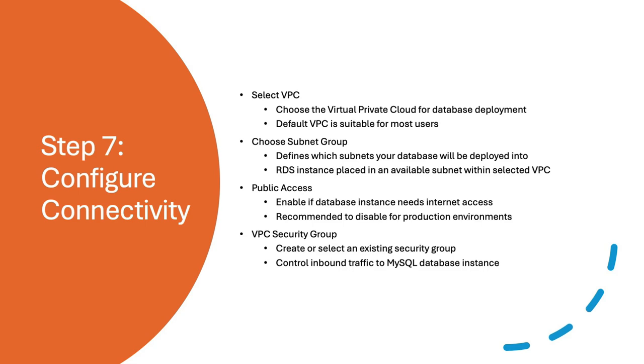To configure connectivity for your database deployment, select the appropriate VPC and subnet group. Decide on public access based on your needs and create or select a VPC security group to control inbound traffic, ensuring port 3306 is open for MySQL connections.